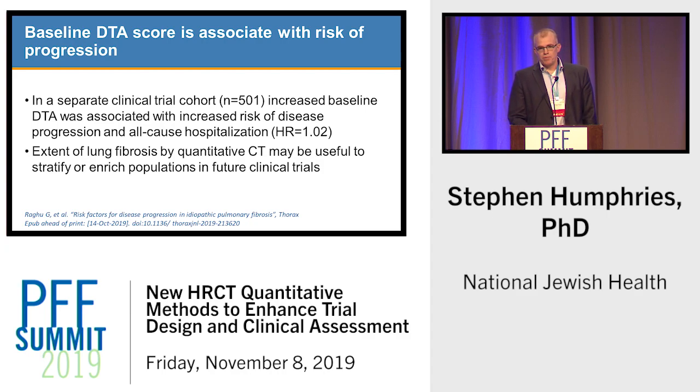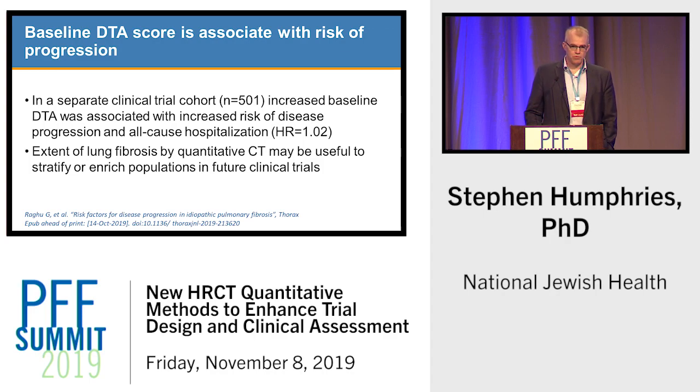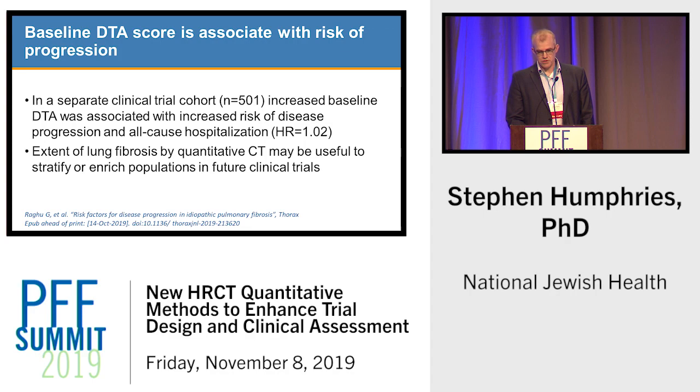In a separate clinical trial population, we had the opportunity to look at risk associated with the extent of fibrosis on the baseline CT scan. In a recent letter, these results were published, and in a group of 500 participants in a trial, it was found that for each percentage point increase in the extent of lung fibrosis detected by computer, the hazard ratio was 1.02 for risk of disease progression or all-cause hospitalization. So this gives us some evidence or suggestion that a tool like this, or at least a computational approach to analyzing CT scans, may be useful to stratify the severity of disease in populations for clinical trials.